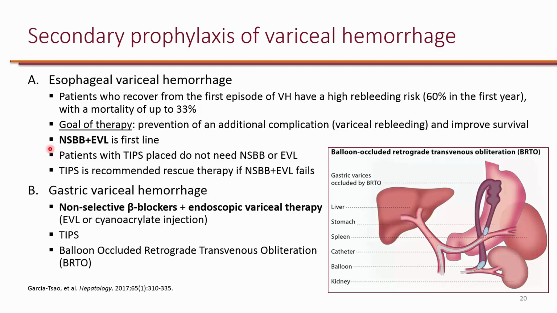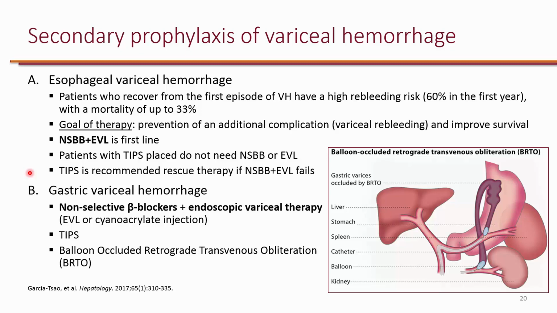And the patients with TIPS placed do not need non-selective beta blockers or ligation. So TIPS is pretty effective. In fact, if patients who don't get TIPS are on non-selective beta blocker and ligation and that fails, so they get rebleeding, then TIPS is definitely recommended for these patients. For gastric variceal hemorrhage, again, non-selective beta blockers with endoscopic variceal therapy is recommended.